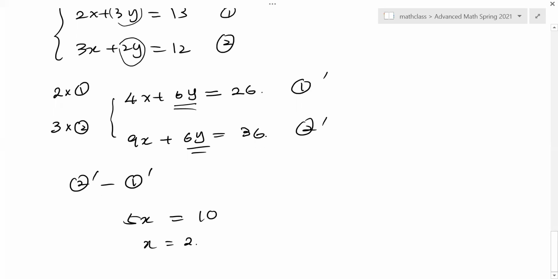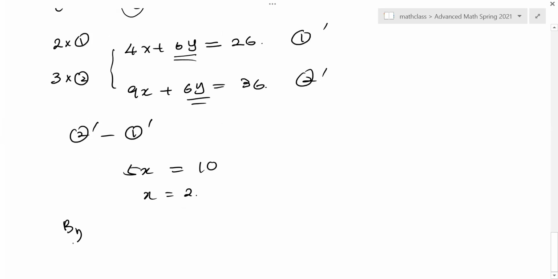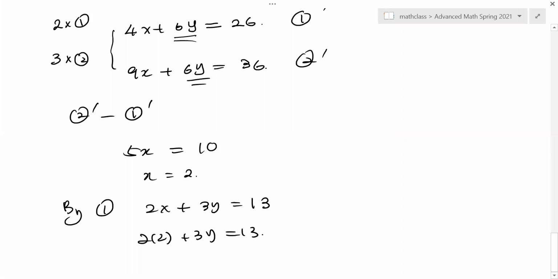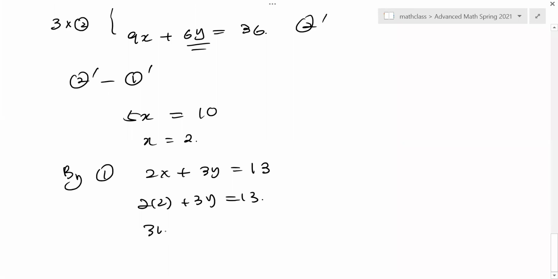Okay? Once x equals 2, you can use any of the equations, say equation 1. Let me copy this equation. It's 2x plus 3y equals 13. So 2 times 2 plus 3y equals 13. Right? So now it's 3y equals 13 minus 4. It's going to be 9. So y equals 3. Okay? So there are many ways to solve an equation.